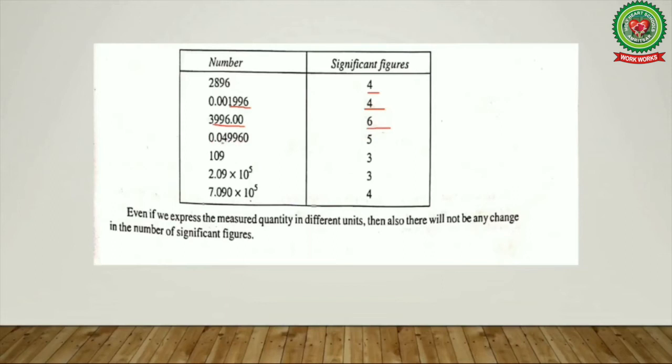0.049960, these two are not significant. 1, 2, 3, 4, 5, 5 significant figures. 109, 3 significant figures. 2.09 into 10 is power 5, no significance of this thing, so only three significant figures. 7.090, again 4 significant figures.